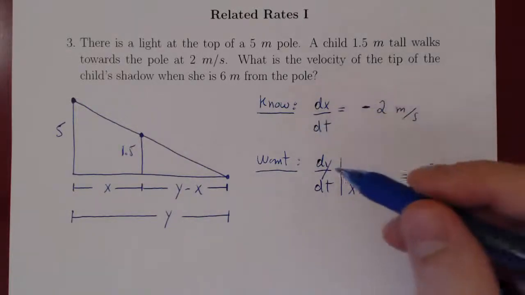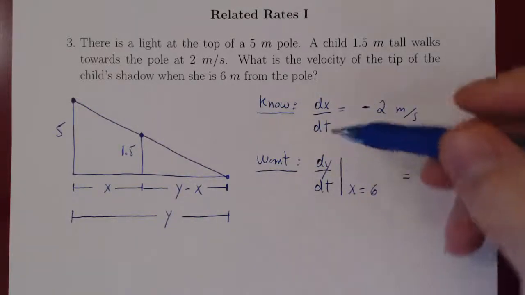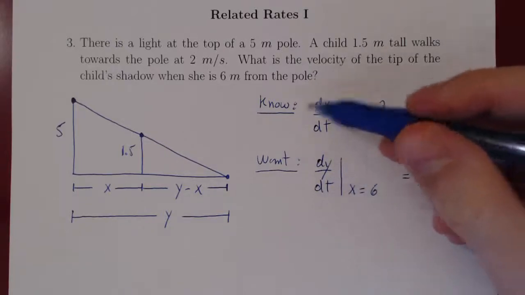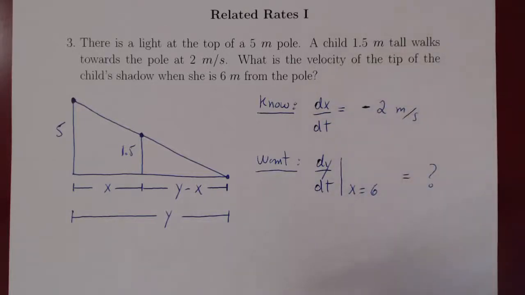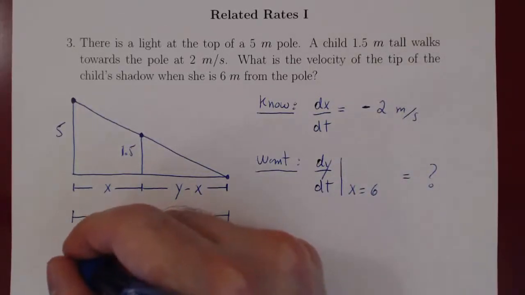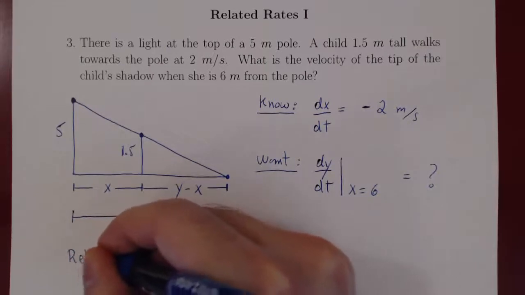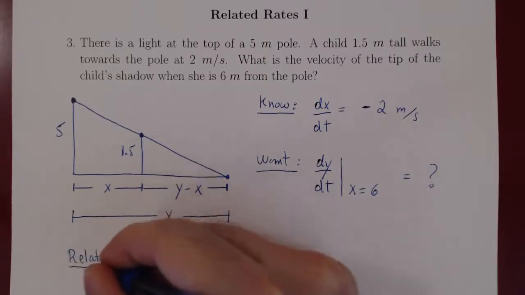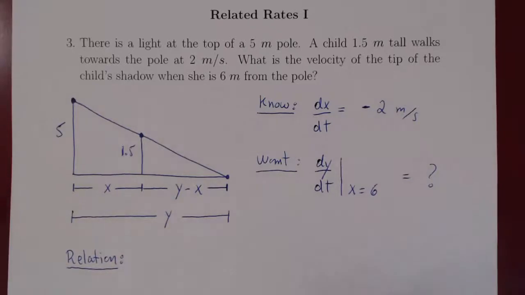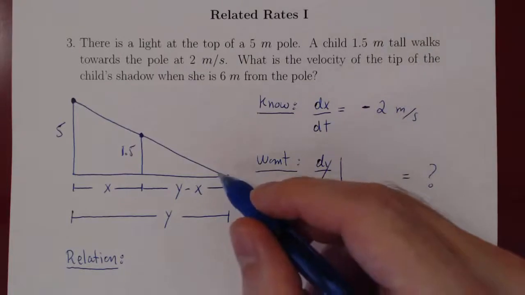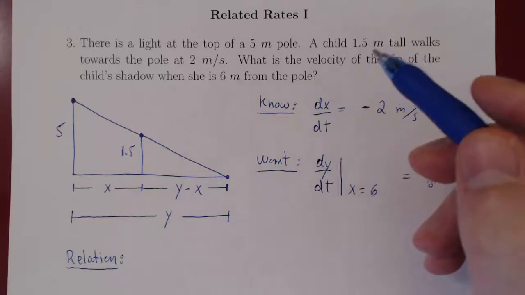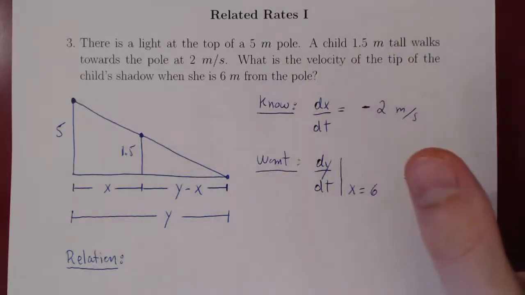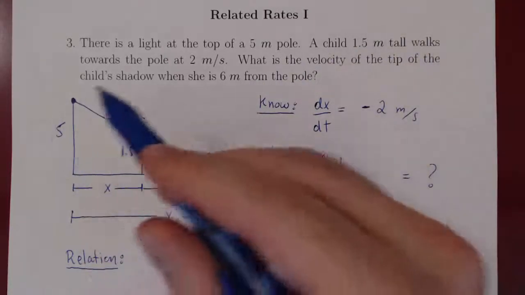And now we have our picture. We know this rate of change, we want this rate of change, and of course, if we want this rate of change knowing this one, we have to relate y with x. So now we're looking for, as always, our relation. Well, let's see what we have here. There's no need to introduce angles because nowhere in here are we mentioning angles. We don't know anything about them. Let's not introduce them. But look at the geometry of the picture.